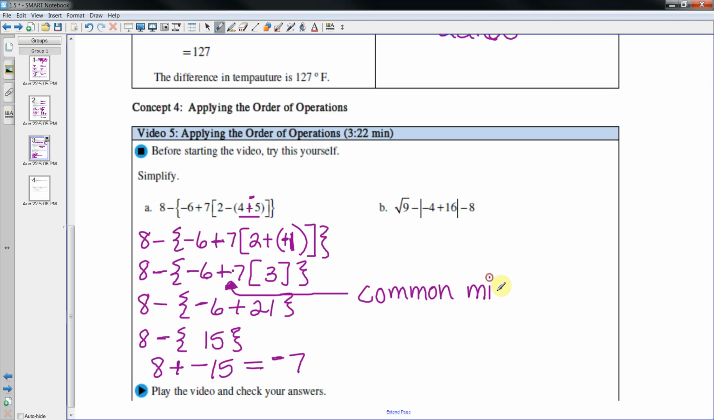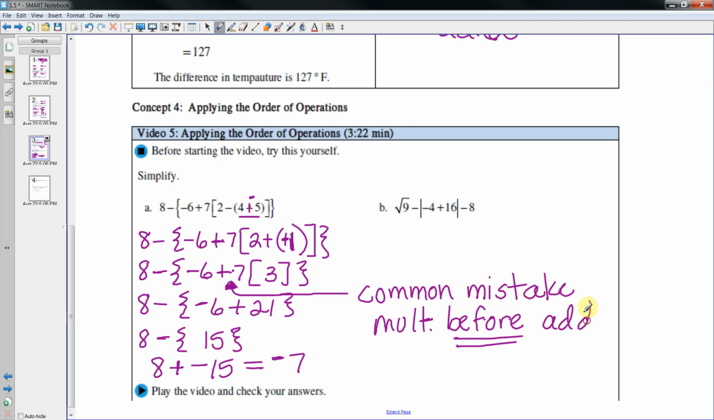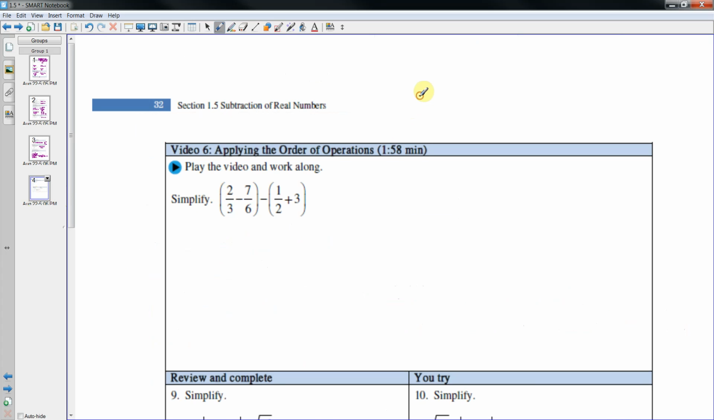So if you are working these out on homework and you are getting these incorrect when you're doing these order of operations, look to see if you are making that common mistake. You need to do multiplication before addition or subtraction. It could have an addition sign there as well, and it would be the same kind of mistake. So just really, really watch that. Common mistake. I see it all the time.